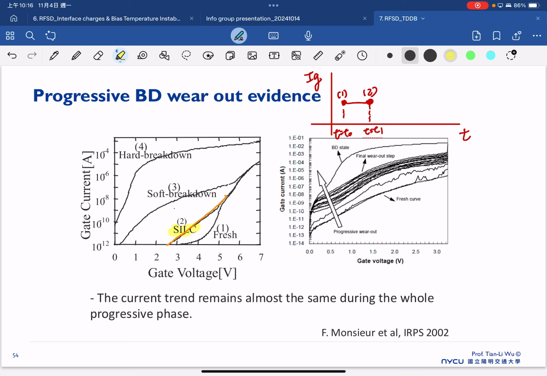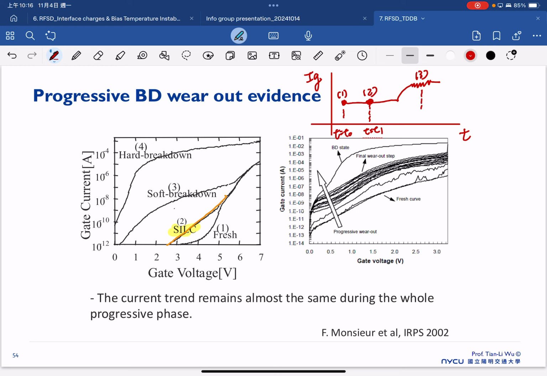And this is due to SILC, stress-induced leakage current. This is something we already understood before. During the stress, if a certain defect is generated, you will see the current slightly increased. That's what we call stress-induced leakage current. But in the meantime, if we continue to do the stress, we will start to see the current become like this. So this will be region 3.